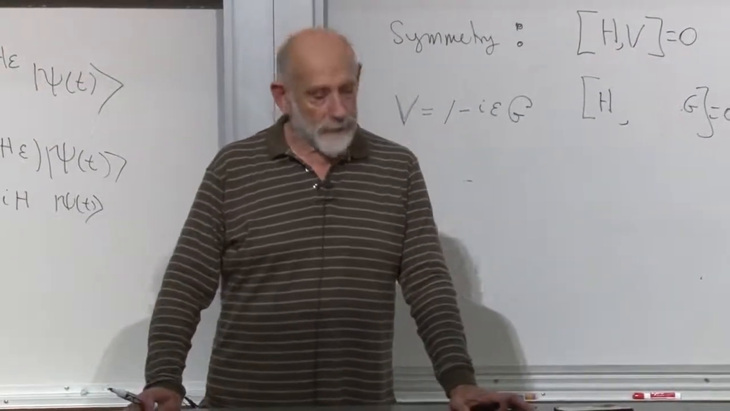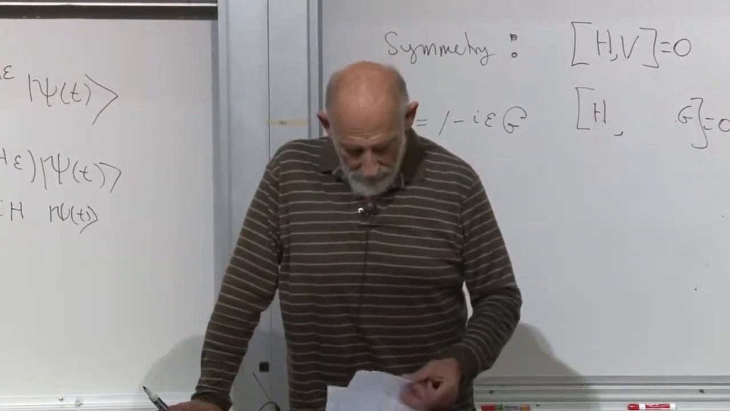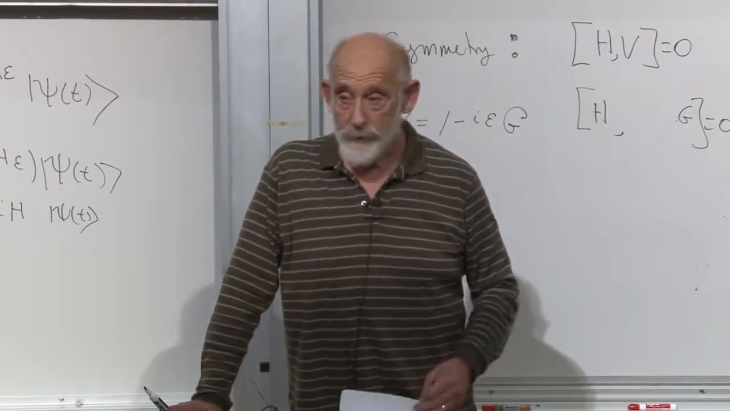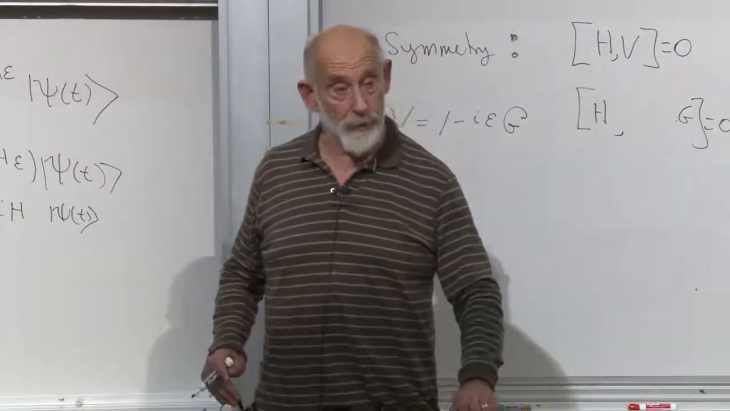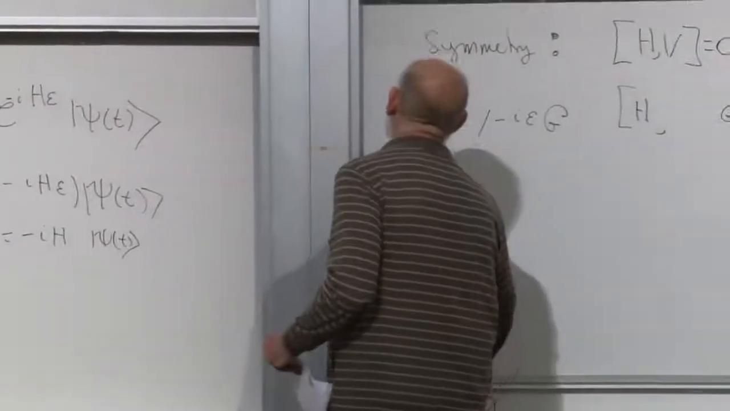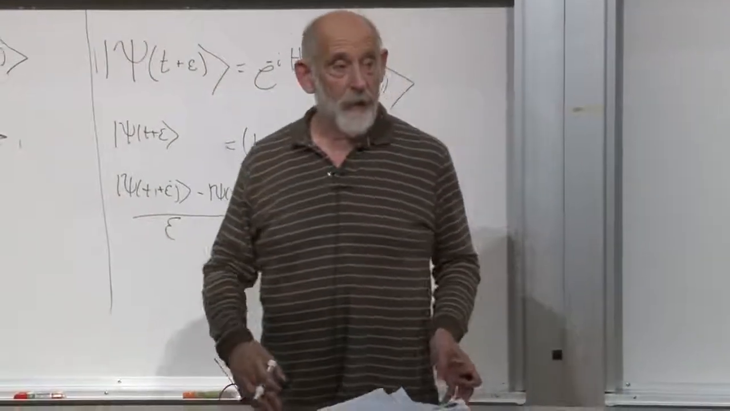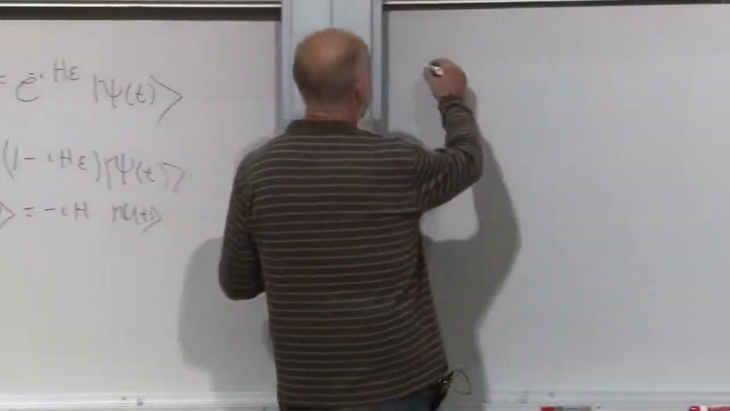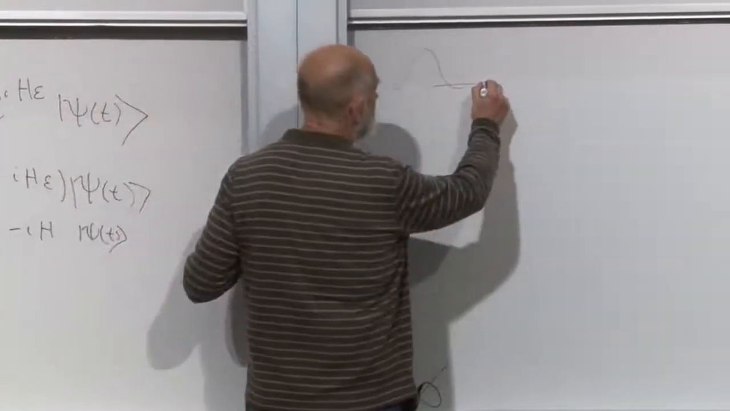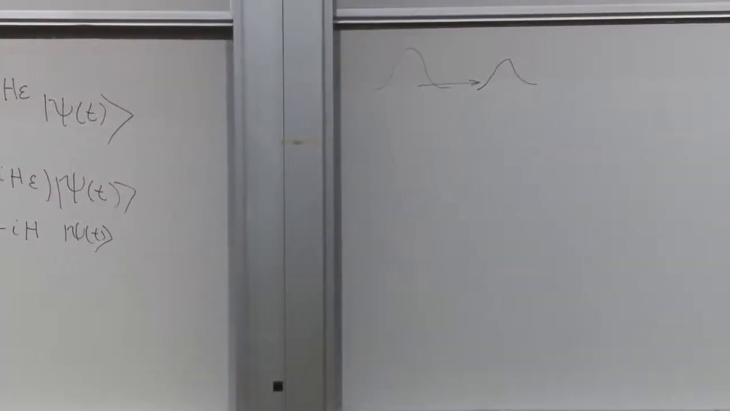All right, now this was very abstract, so we need to do an example or two to get the idea. Let's begin with translation. Translation of a particle from one place to another. Translation of a wave function. We want to take a wave function, here's a wave function, and we're going to move it a little bit, translate it to a new wave function. And we want to find out what operation does that.